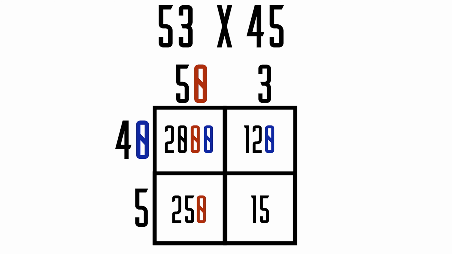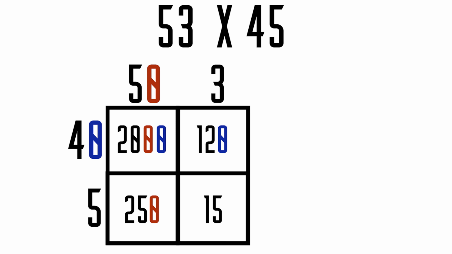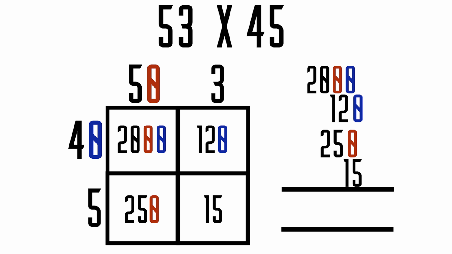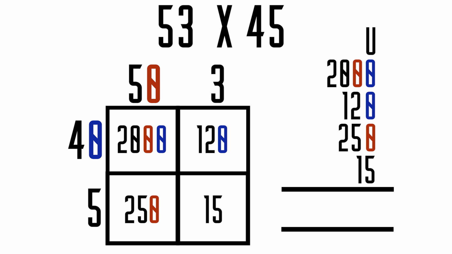Now that we've multiplied all of our numbers individually by each other, we need to add them up to get our final answer. Again, we can make it easier if we add them up column by column. In the units column, we have 0 plus 0 plus 0 plus 5, which gives us 5. In the tens column, we have 0 plus 5 plus 2 plus 1, which gives us 8. In the hundreds column, we have 0 plus 2 plus 1, which gives us 3. And in the thousands column, we only have our 2.